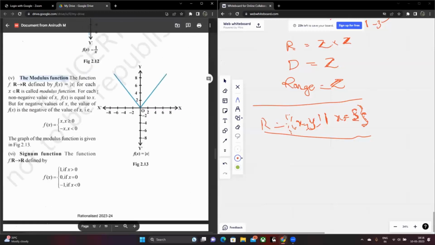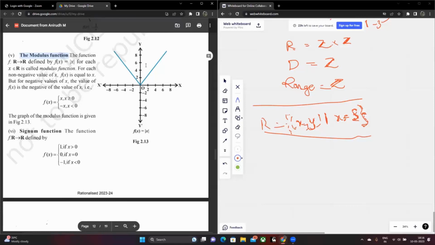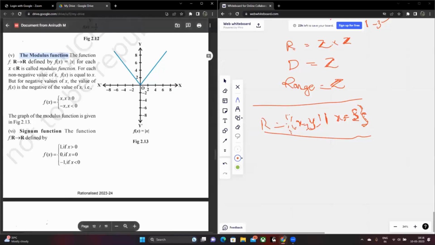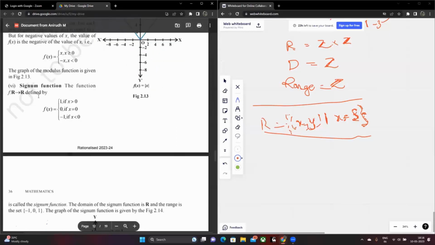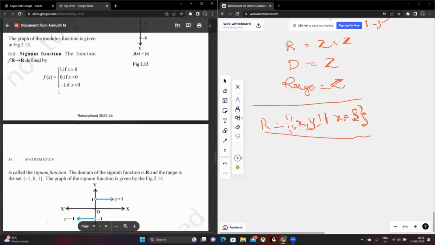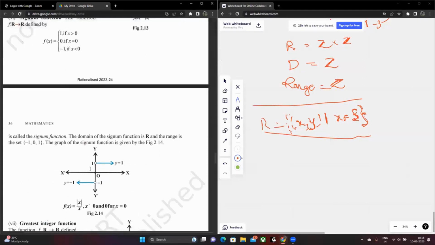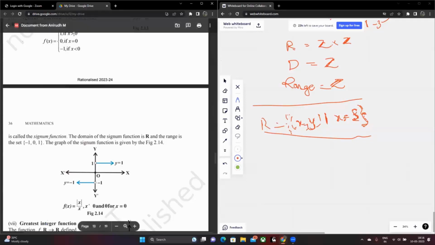And the modulus function is a special type of function which is V-shaped. It is split as x when x is greater than or equal to 0, this line, or minus x when x is less than 0, this line. The signum function or the sign function denotes the sign of the value. If x is greater than 0, it is 1. If x is 0, it is 0. And if x is less than 0, it is minus 1.